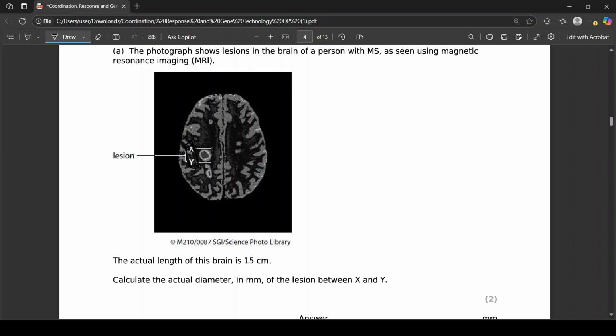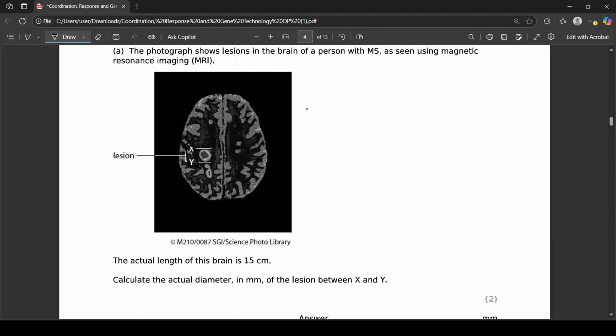We are given an MRI image of the brain, as we can see, of the actual human brain. The question gives us this data: the actual length of this brain is 15 centimeter. This is the actual human brain. The real size is 15 centimeter long.